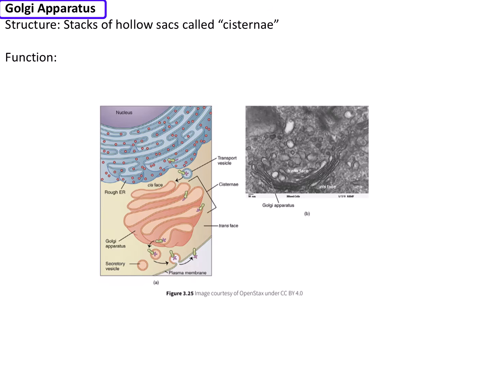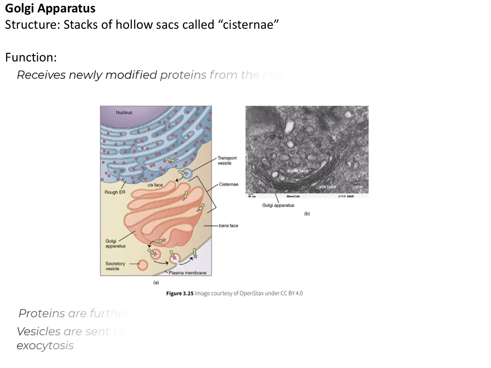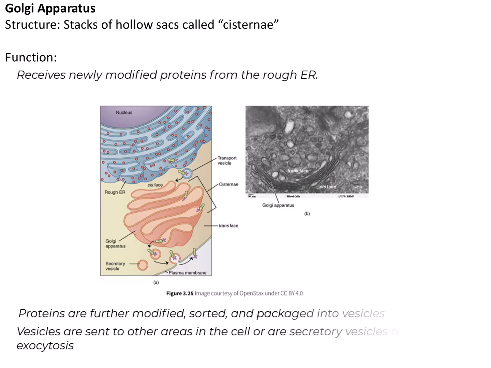Next up, we have the Golgi apparatus. The Golgi apparatus consists of a stack of hollow sacs, like a stack of pancakes. These stacks are called cisternae. The function of the Golgi apparatus is much like a shipping and receiving department for the cell.